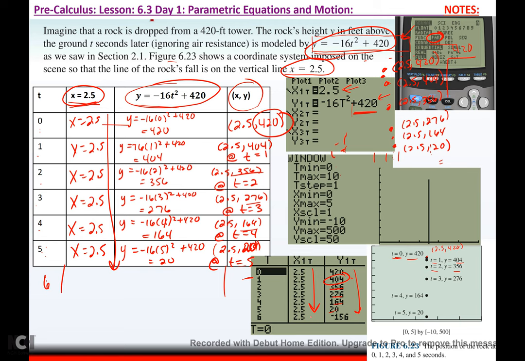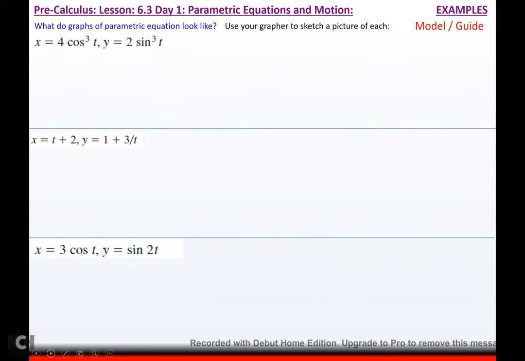Okay, now let's look at some more fun parametric equations. We're just going to look at what they look like on the graphing calculator so you can get used to how you need to type these in. You're going to go to parametric mode, go to y equals, and for the x equation you type in this, and for the y equation you type in that.